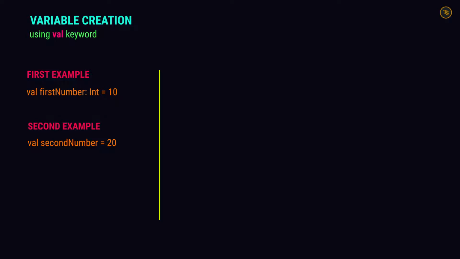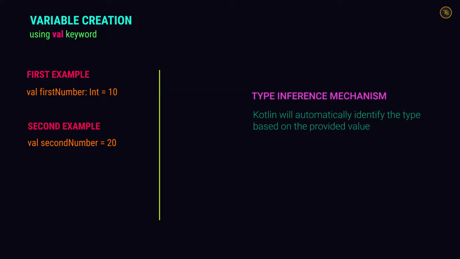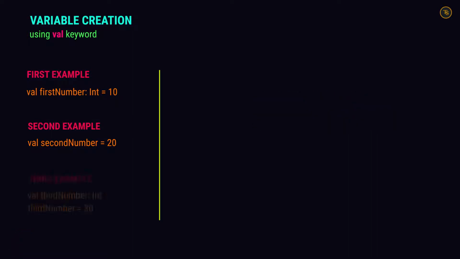In Kotlin, you can also define the variable like this. If you notice, we have omitted the colon and data type, which is perfectly valid in Kotlin. If we don't define any data type for the variable, then Kotlin automatically assumes that this variable is of type Int. This is known as the type inference mechanism, which means the Kotlin compiler will automatically identify the type based on the value you provide. If you have prior experience of Java, then you might know that Java doesn't support the type inference mechanism.